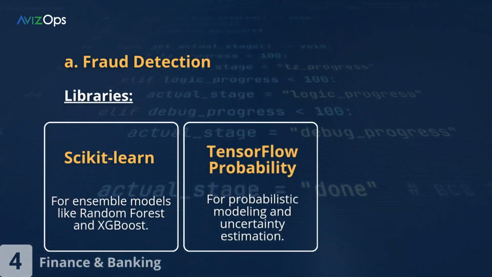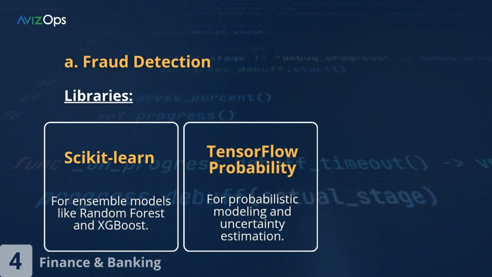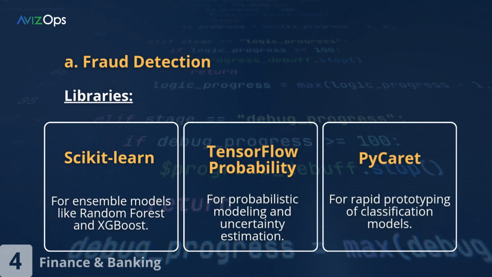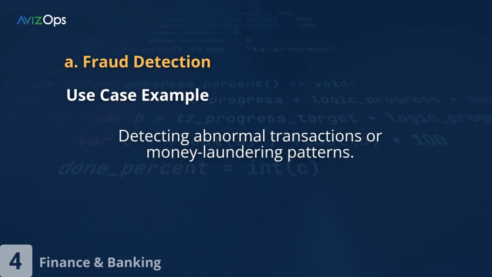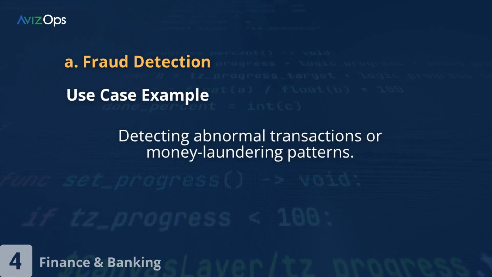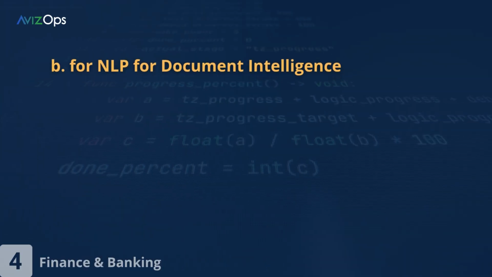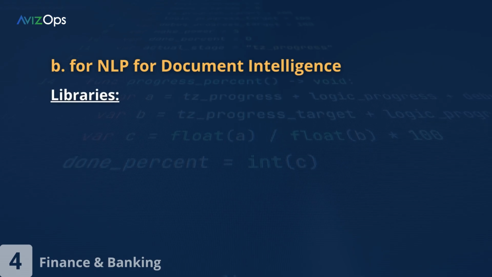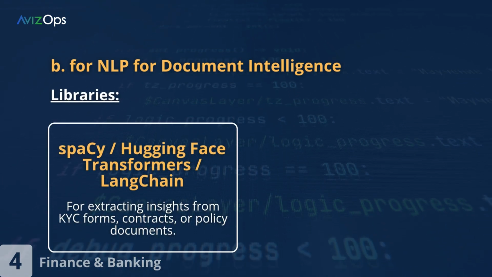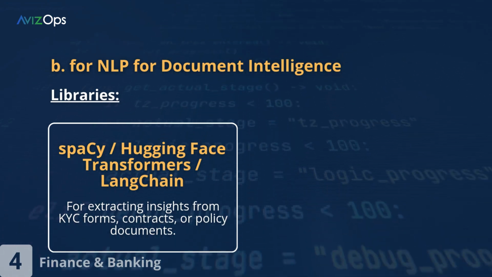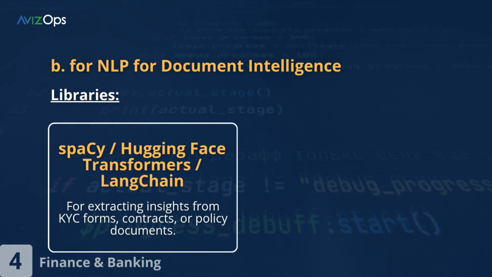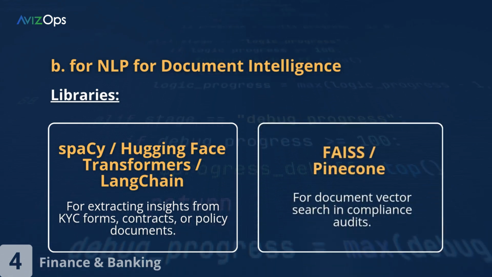TensorFlow Probability, for probabilistic modeling and uncertainty estimation. PyTorch, for rapid prototyping of classification models. Use case example, detecting abnormal transactions or money laundering patterns. For NLP and document intelligence, libraries like spaCy, Hugging Face Transformers, LangChain, for extracting insights from KYC forms, contracts, or policy documents.